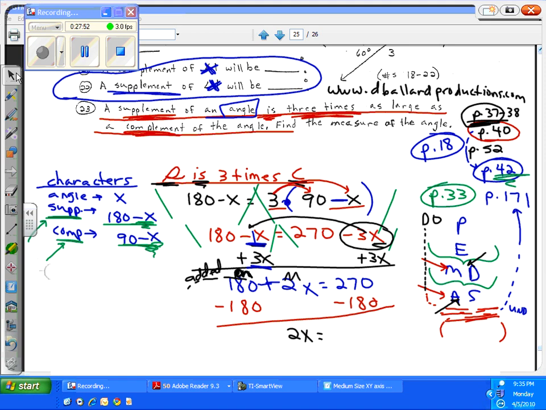So we're going to undo addition by subtraction. We subtract 180 from both sides. We're going to get 2x is equal to 270 minus 180 is 90. Now we're going to undo multiplication by division, and we get x is equal to 45.